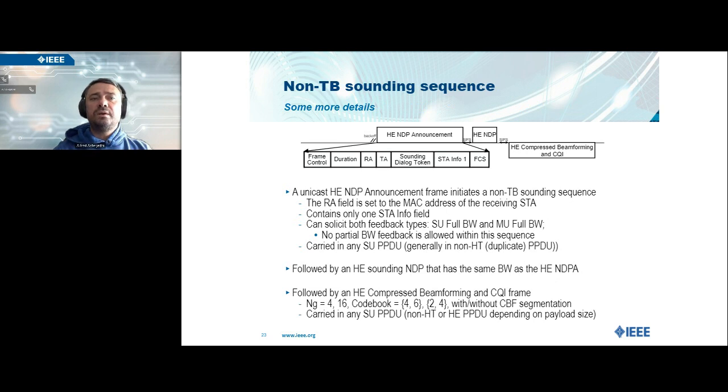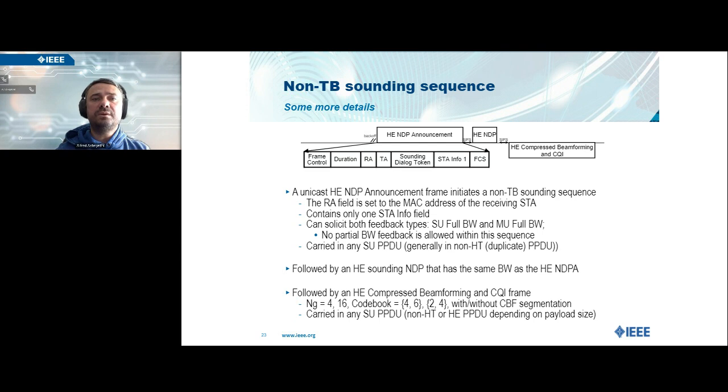The differentiation between non-trigger-based sounding and trigger-based sounding starts from the NDP announcement itself. So we rely on the RA field of the NDP announcement to indicate that, for example, if the RA field is individually addressed, then this is non-trigger-based sounding, in which case it only contains one STA Info field because it's addressed only to one station. And for the trigger-based sounding, the RA field, as we'll see later, is set to the broadcast MAC address, so it's addressed to multiple stations.